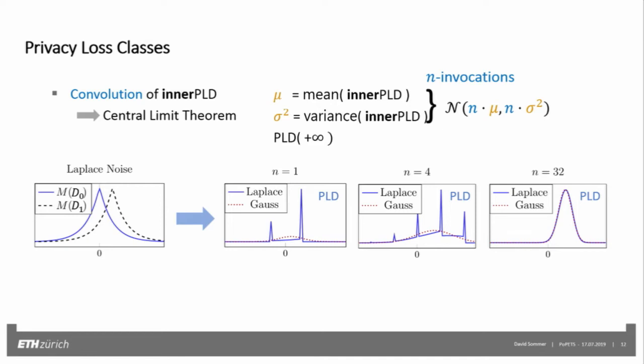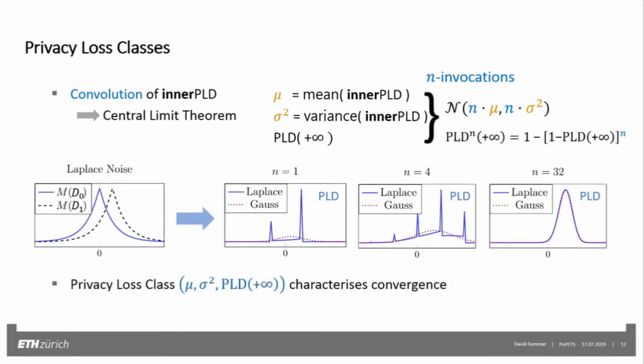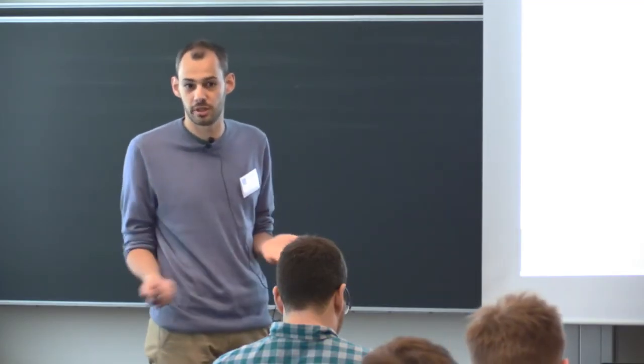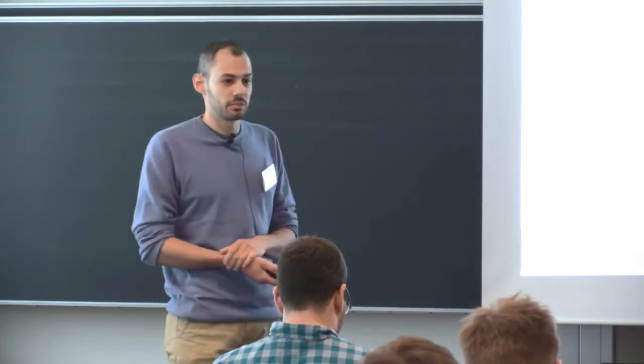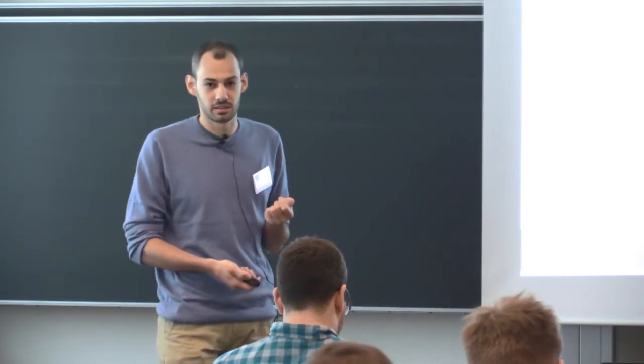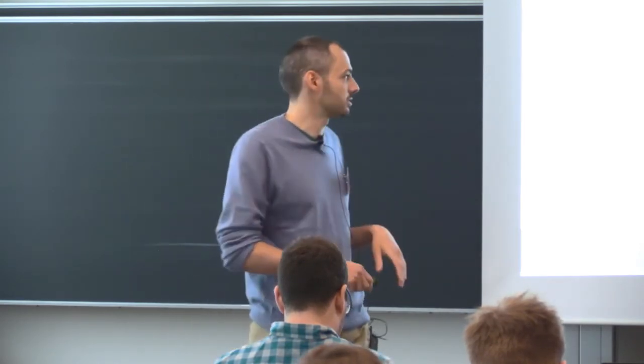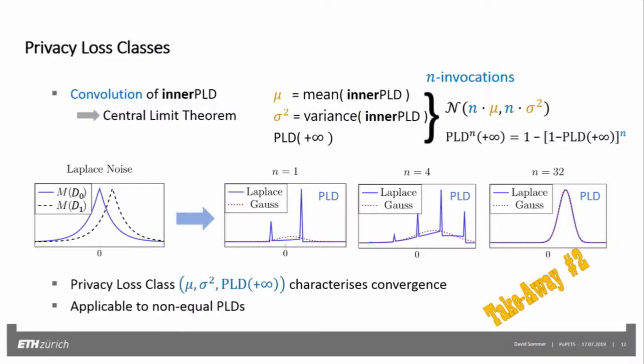Now, if we include the infinity bucket as well, we can even predict how it behaves, which leads to the insight that with the mean, the variance, and the infinity bucket of the privacy loss distribution, you can characterize the convergence under independent composition. This is very valuable if you have a high number of compositions, where other approximations usually fail. And it's even applicable to non-equal mechanisms, as there are central limit theorems for different distributions under certain constraints and so on. This is takeaway number two.